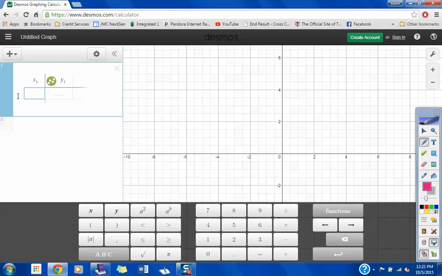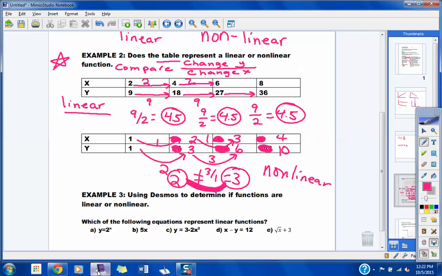Now, guys, I just want to kind of show you this. This is pretty cool. And I think that you're going to like this for the next part that we're going to look at. But if you're not sure if a table produces a line based on looking at changing y over changing x, you can also look at it graphically as well. And what I want to do is input those values from that first table. So my first point was 2,9. Is that right? It was 2,9, wasn't it, right here? Okay, so let's put those in.